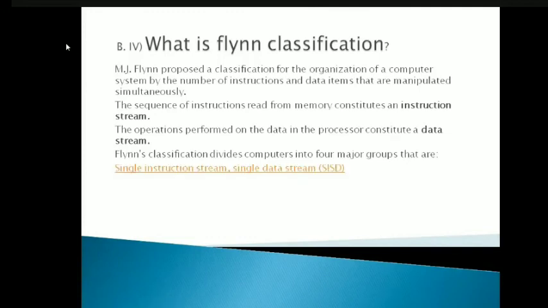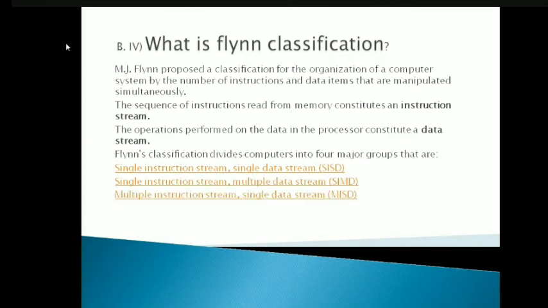According to Flynn, there are 4 types of computer systems. One is SISD, single instruction, single data stream. SIMD, single instruction, multiple data stream. MISD, multiple instruction, single data stream, and MIMD, multiple instruction, multiple data stream. There are 4 types of computer organization: SISD, SIMD, MISD, and MIMD.